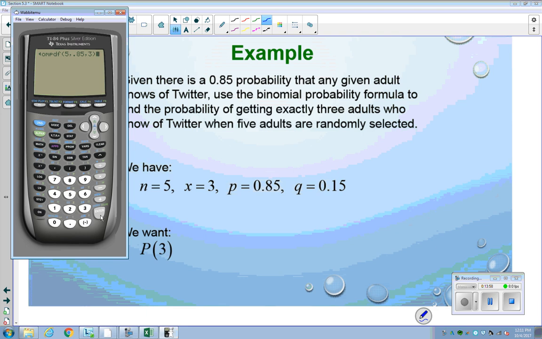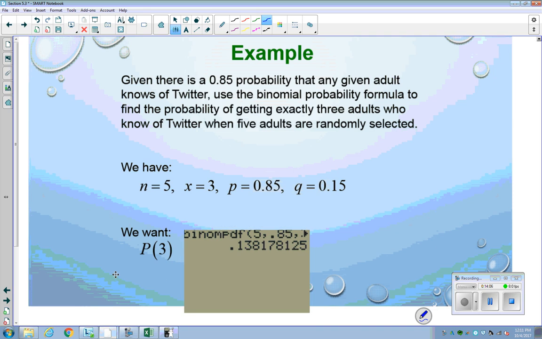Once you're there, you press enter, and the probability of 3 is 0.138178125, and obviously I would round that. Also, you never do anything with the Q. The Q is not needed because I'm doing it on my calculator. If I pumped it out by that formula, I would have to put Q in.